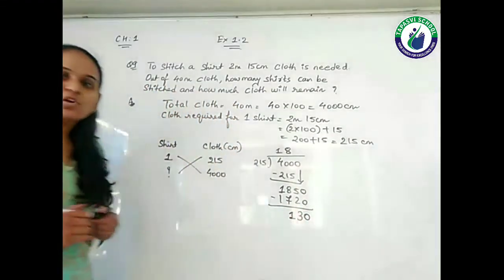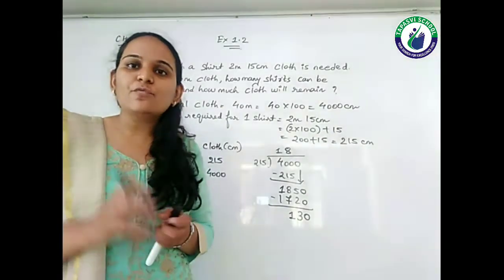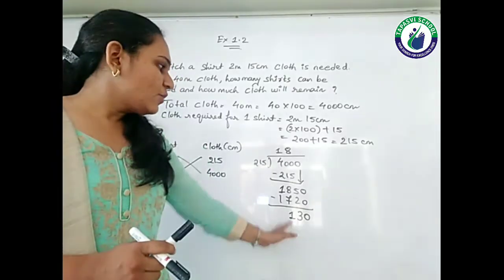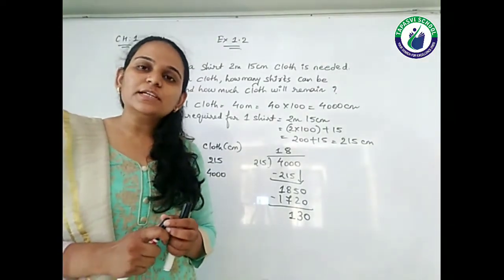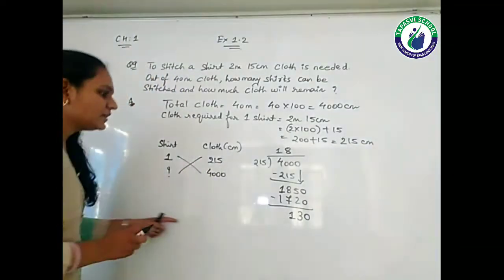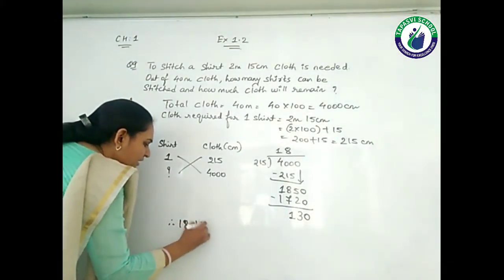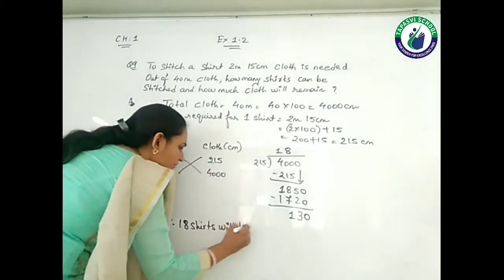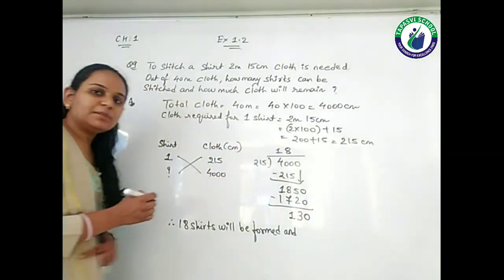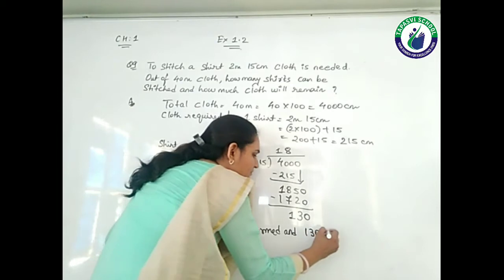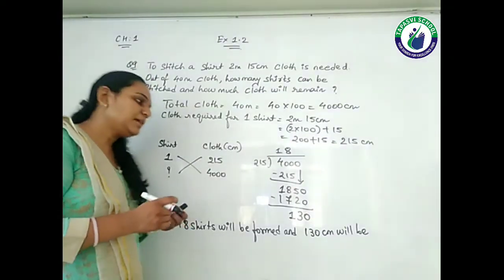So I can say from this division that 18 shirts will be formed with the help of 4000 centimeter cloth and 130 centimeter cloth will be remaining. 18 shirts will be formed and 130 centimeter cloth will be remaining. So below here I am writing the statement, therefore 18 shirts will be formed and 130 centimeter cloth will be remaining, right?